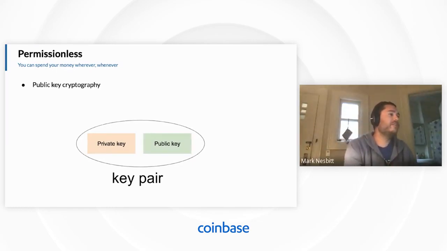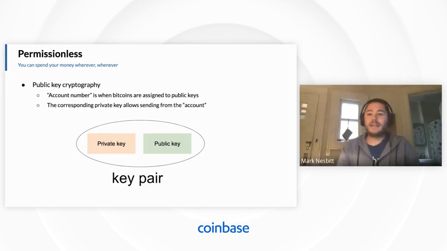So that's a fundamental concept that we use here. Let me explain how it gets used in Bitcoin to create the permissionless nature. The account number, if you imagine your bank account, a transaction history has to have some sort of identifier. Who owns this, right? Who's this transaction to? The account number in Bitcoin's transaction history is essentially assigning Bitcoins to a public key. And then the corresponding private key allows sending from the account with a digital signature.